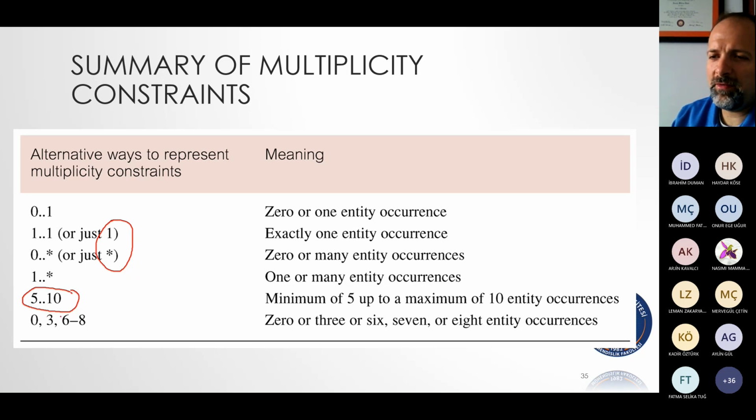We can specify very particular values. So we can have 0, 3, 6, or 0, 3, 6, 7, or 8. So we can even define not just one or many, or 0 or many or something like that, but we can define it using very specific notation about how it could be.